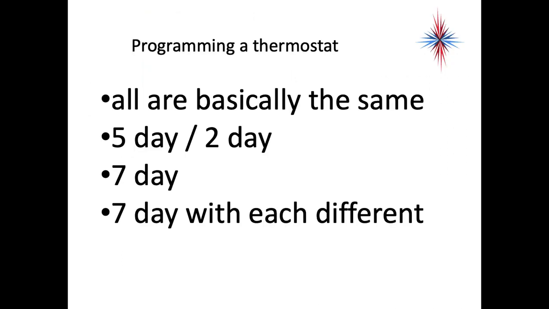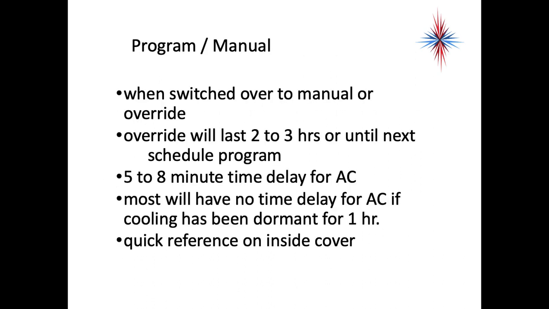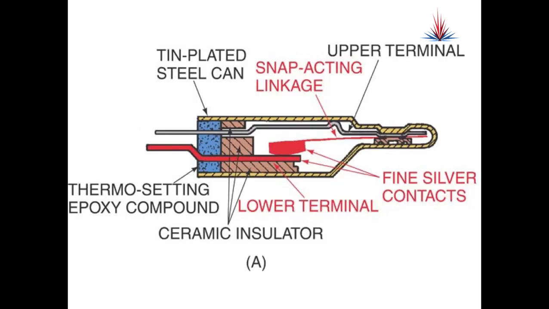Programming the thermostat, all are basically the same. 5-day, 2-day, 7-day, with each one being different. When switched over to manual or override, the override usually lasts 2 to 3 hours or until the next scheduled program. 5 to 8 minute time delay for air conditioning. Most will have no time delay for AC if the cooling has been dormant, in other words, not running for 1 hour. Always look at the inside of the cover because most of the time there's a quick reference there.